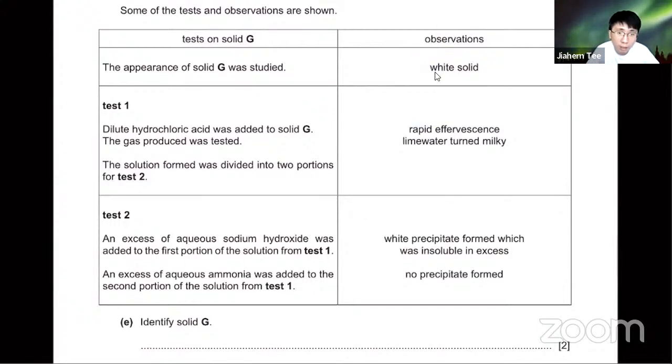White solid, what happened is, guys, one moment, let me settle some stuff first.